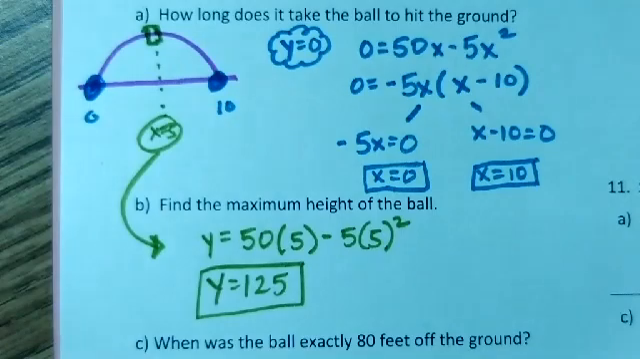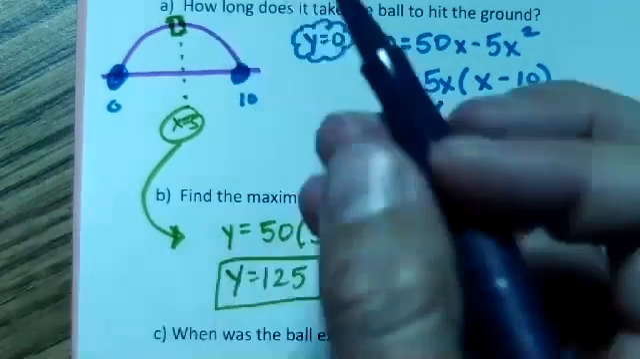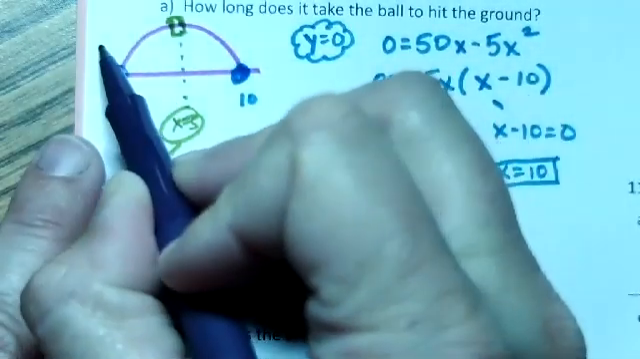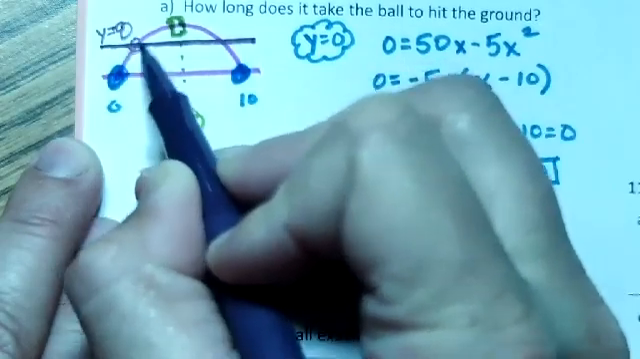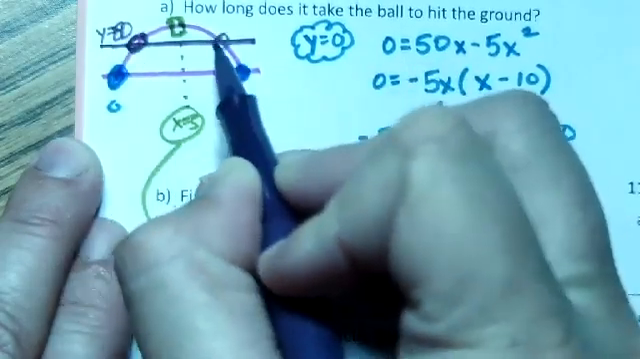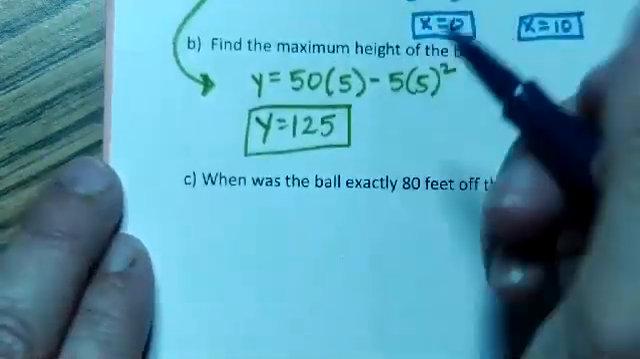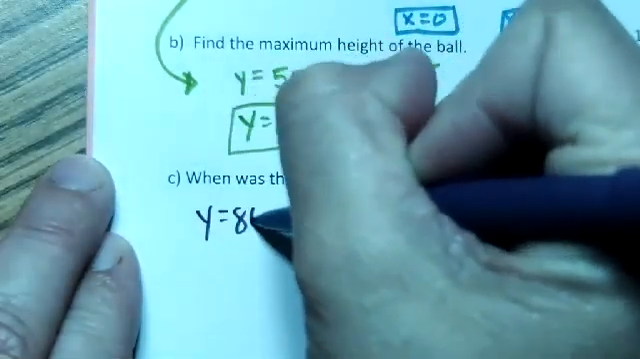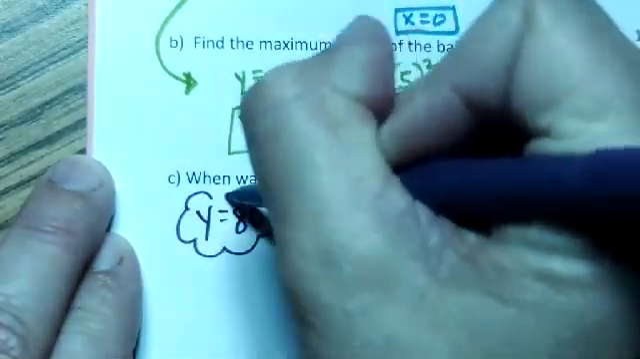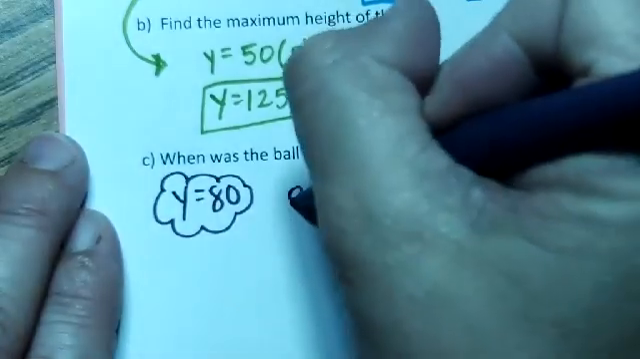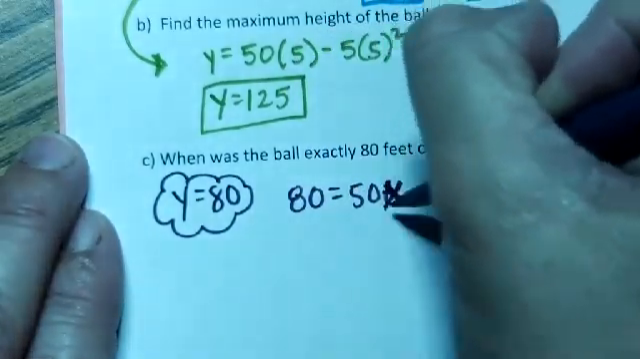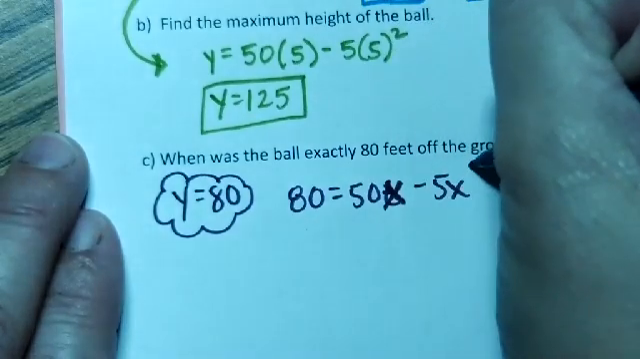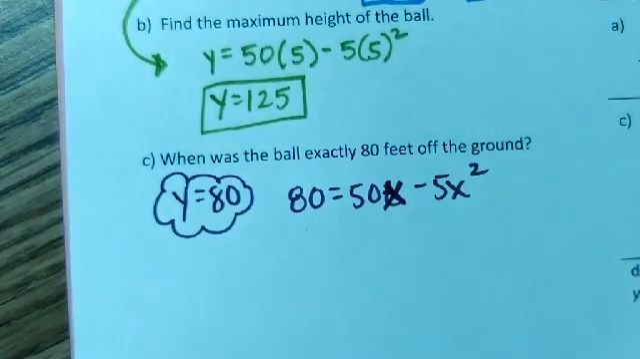And then the last part, it says, when was the ball exactly 80 feet off the ground? So off the ground is somewhere here. That's y equals 80. So we're looking for this point and this point. So we're going to be plugging in y equals 80. That'll be 80 equals 50t, or x, sorry, I'm using x's, minus 5x squared. And again, you could have used t's, that's fine.